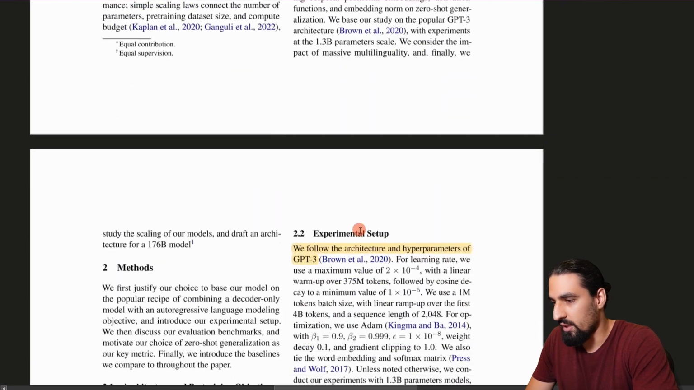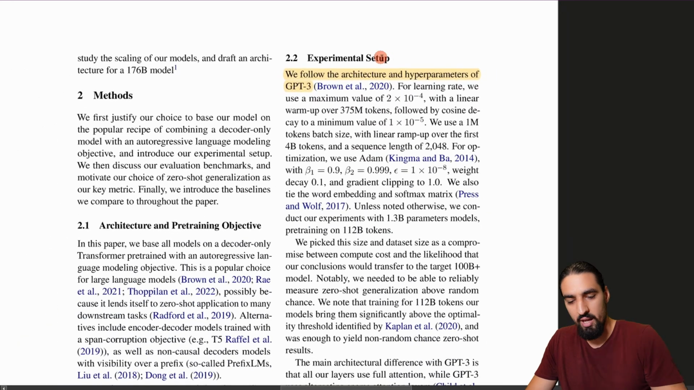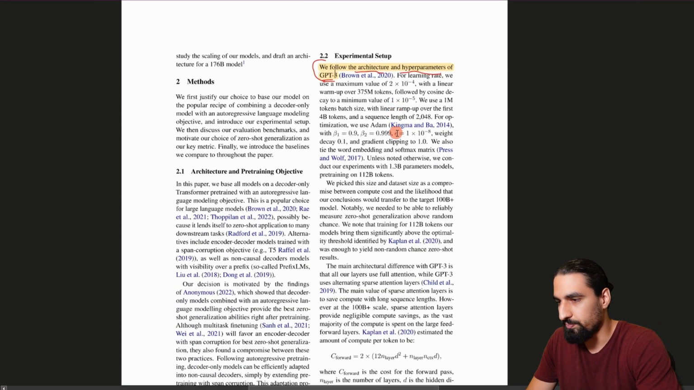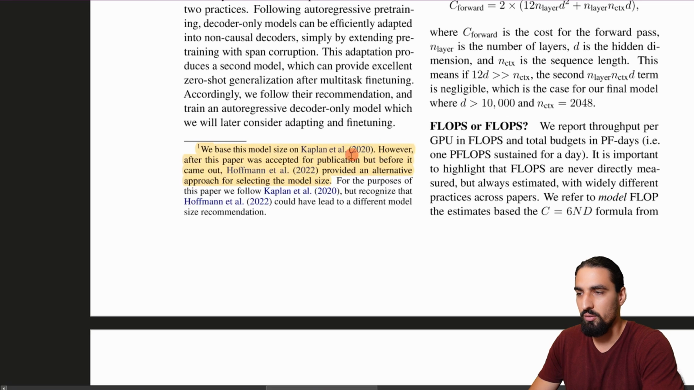Okay, so let me go through here. This is basically going to be a recurring theme. All of these three papers literally took inspiration from the GPT-3 model. So you can see here, they say we follow the architecture and hyperparameters of the GPT-3 model. That's going to be a commonality between all of these three papers. So let's continue. They say we base this model size on Kaplan et al. So that's the scaling laws paper. However, after this paper was accepted for publication, but before it came out, Hoffmann et al. provided an alternative approach for selecting the model size. So that's the Chinchilla paper from DeepMind.